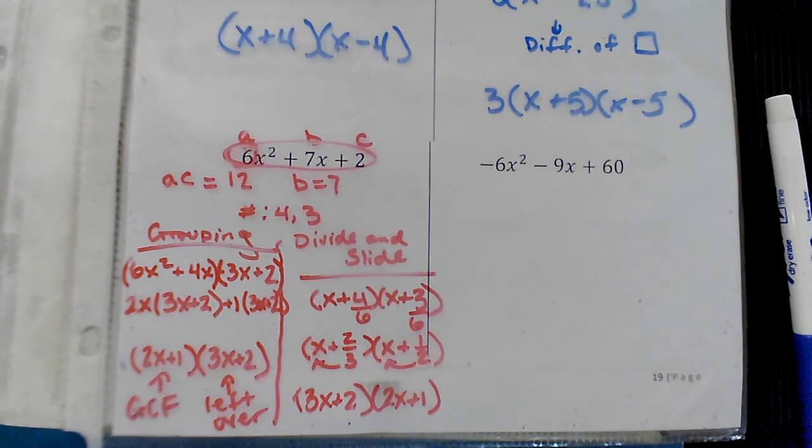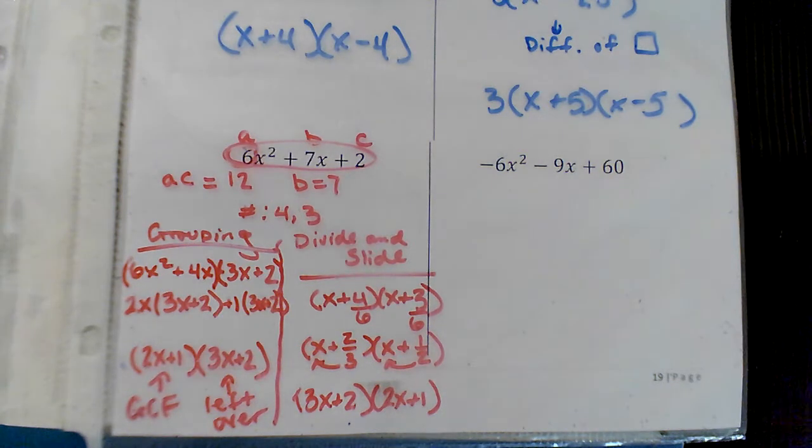It might seem easier for you. If that's the case, you can do it every single time. If you prefer grouping because that's what you did last year and that's what you're more comfortable with, by all means, okay? But in either case, notice how we should get the same answers, okay? So the choice is yours. Do we have a preference? Divide and slide. Any grouping people? Completely okay. You might go back and forth. That's fine. Okay, whatever is comfortable for you, that's what you can use. All right, let's try the next one.